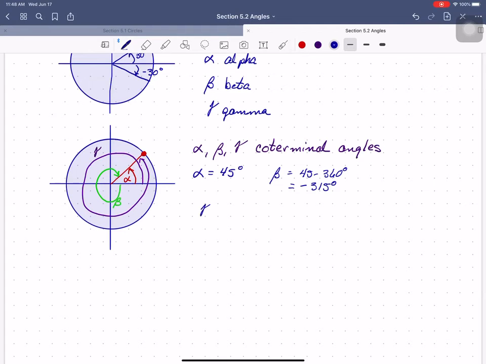Gamma, think about what I did. I went my 45 degrees and then I went a whole other 360. So that would be 360 plus 45 degrees, which would be 405 degrees. Now, whether I go 45 degrees, 405 degrees, or negative 315 degrees, I still end up in the same spot on my circle. Those are all coterminal angles.